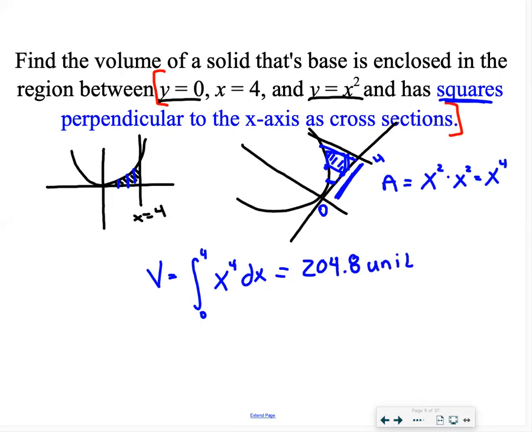And be careful, this is volume. So on your quiz and on AP questions, make sure you put your units cubed. Now this doesn't say inches or feet or anything like that, so we just write inches cubed or units cubed.